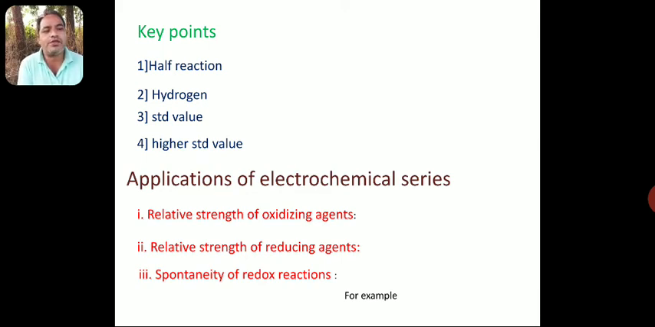Then applications of the electrochemical series. What are the applications of the electrochemical series? There are three main applications. The first one is the relative strength of oxidizing agents. Just now I told you what is meant by an oxidizing agent: a species which gets reduced itself and forces other species to oxidize. Oxidize means the species forces the other species to lose electrons.